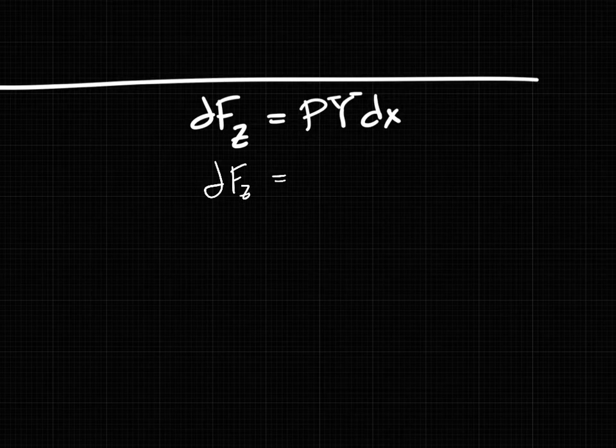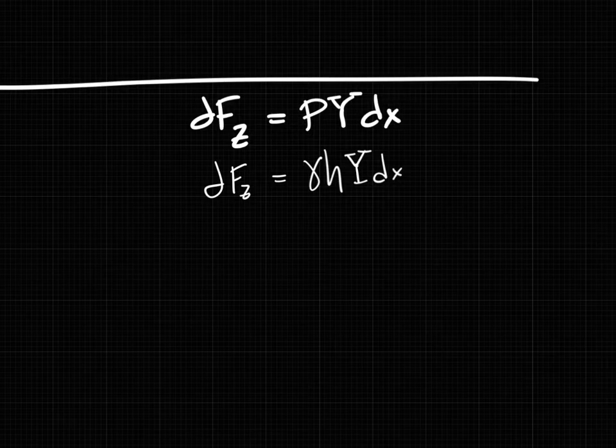So what we will do here is dFz equals, well, what's the pressure? Come on, what's the pressure? It's the hydrostatic pressure. The pressure at the surface is 0. Gamma is constant. It's gamma times whatever that depth is. Then we've got y dx.